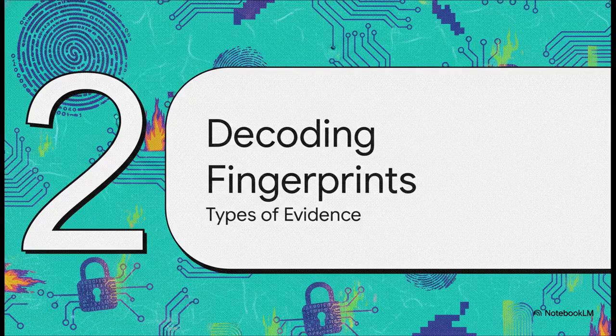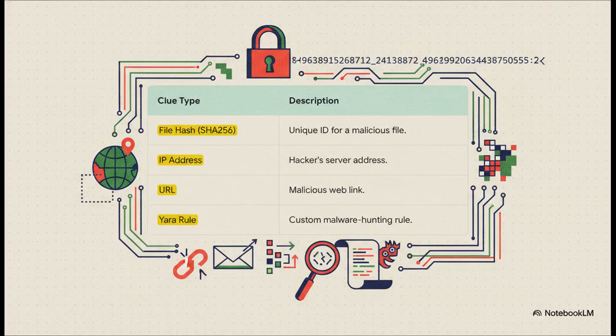Okay, so let's decode these digital fingerprints. What kind of evidence are we actually talking about here? What do hackers leave behind? Let's break down the most common types. So here are the most common clues you'll find. First up, a file hash, like a SHA-256. It's basically a unique digital ID for any file, kind of like a serial number.